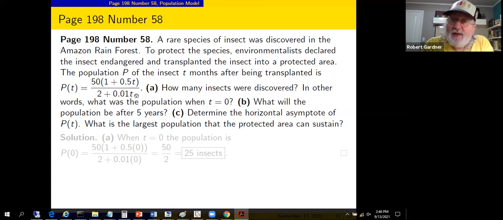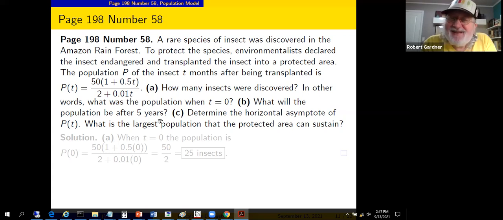Well, it's a rational function. So, of course, I give you rational functions in this section. Part A, how many insects were discovered? That is, what was the population when T equals 0? How many were transferred into the protected area? Part B, what will the population be after 5 years?